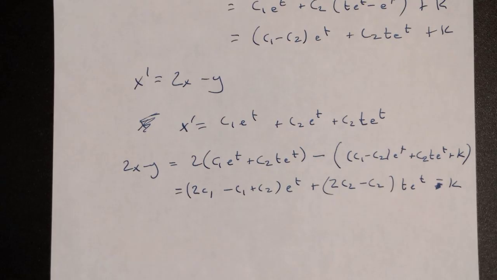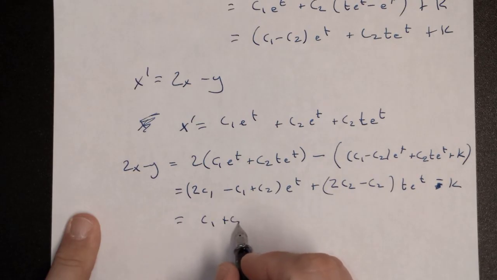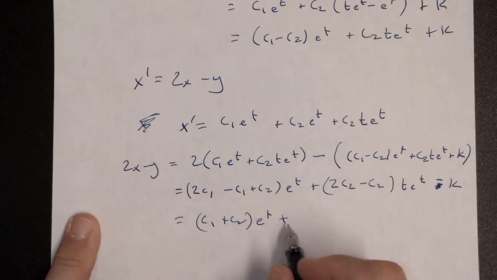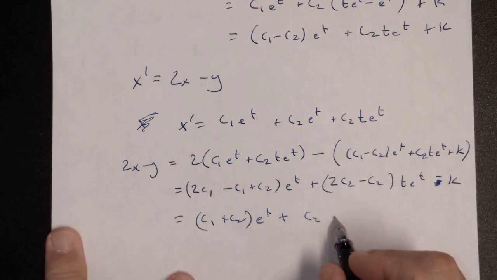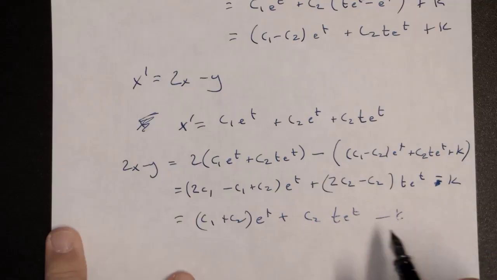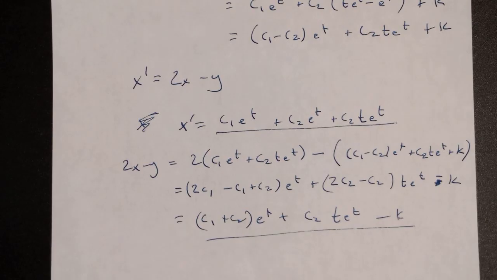What's the simplified thing inside the first set of parentheses? Inside the second set of parentheses? This should be equal to that. The only way those are equal is if k is 0.